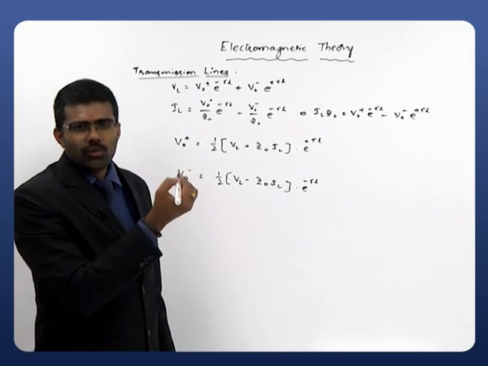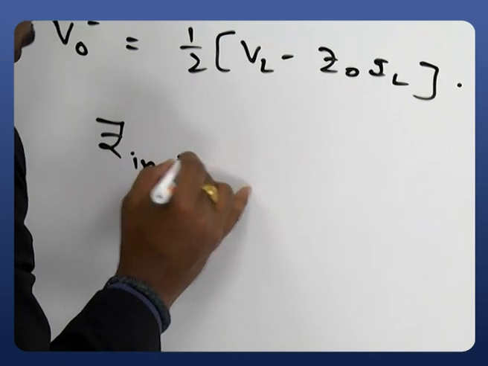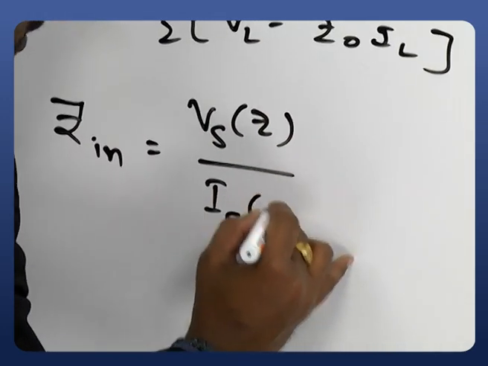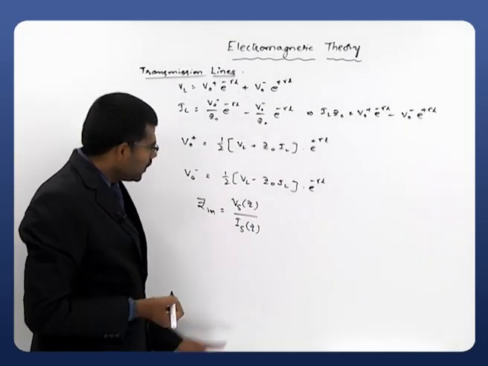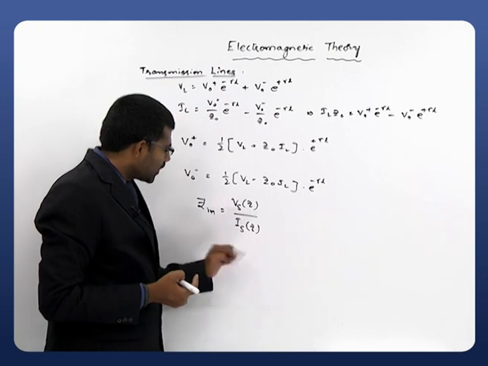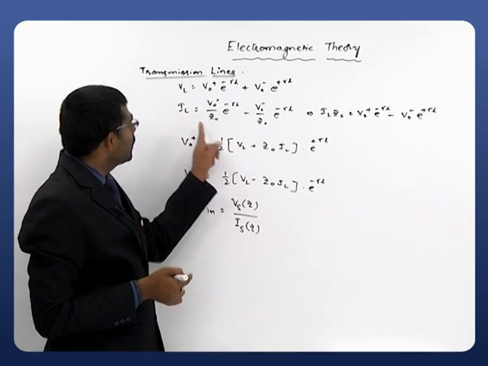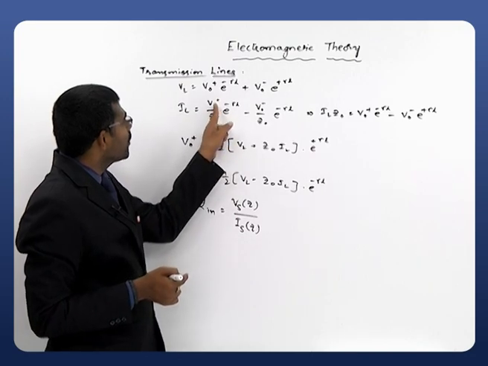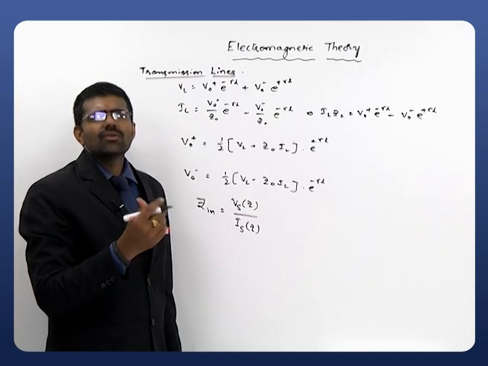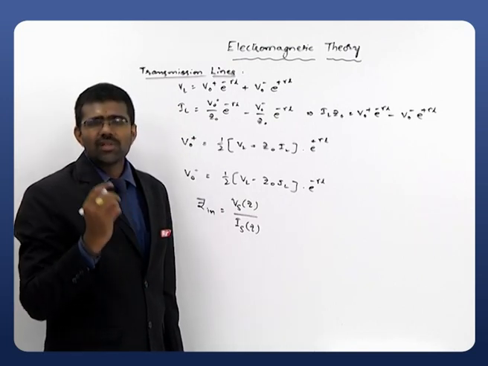Now once again go to the input impedance equation. What is our input impedance equation? Zin is equal to Vs of Z by Is of Z. Now you can substitute Vs of Z from our earlier step, and Is of Z also will be modified by substituting I plus equals V naught plus by Z naught, I minus equals minus V naught minus by Z naught. After that you have a simple mathematical manipulation, and with that you will get a beautiful equation.